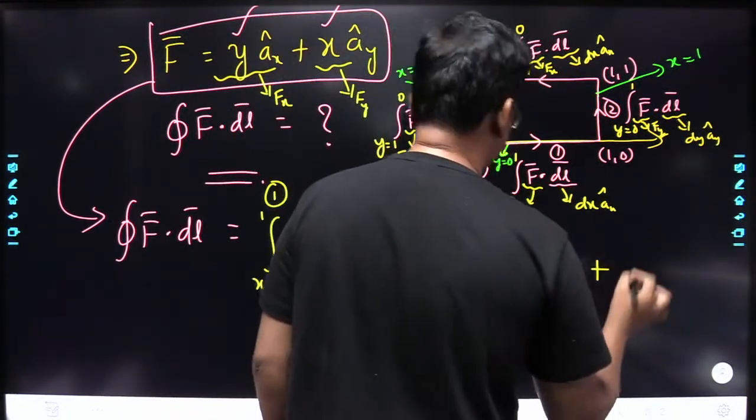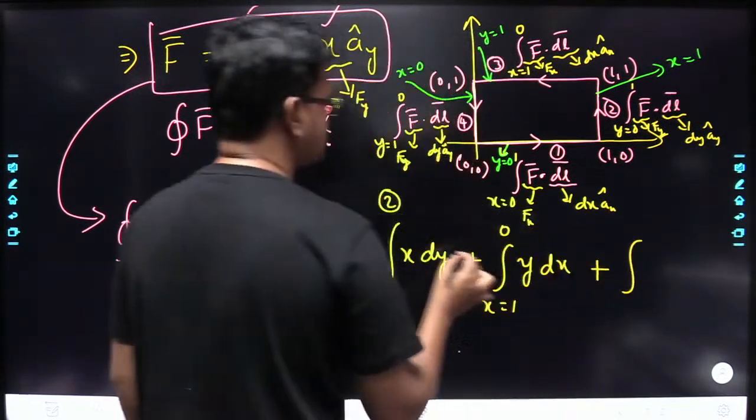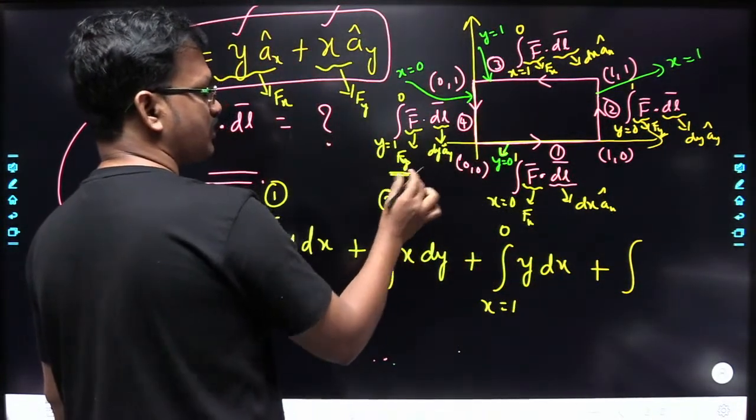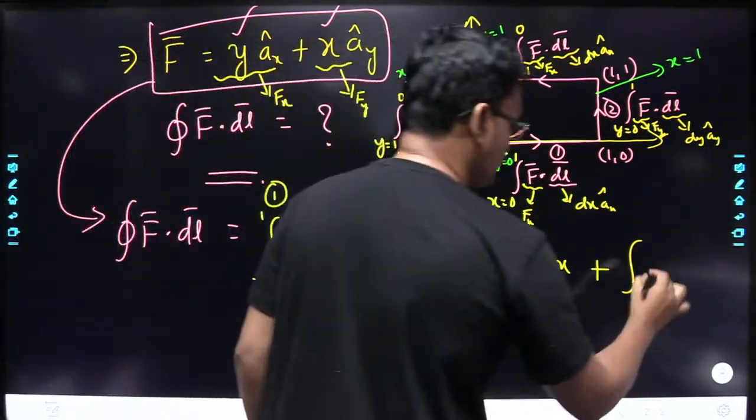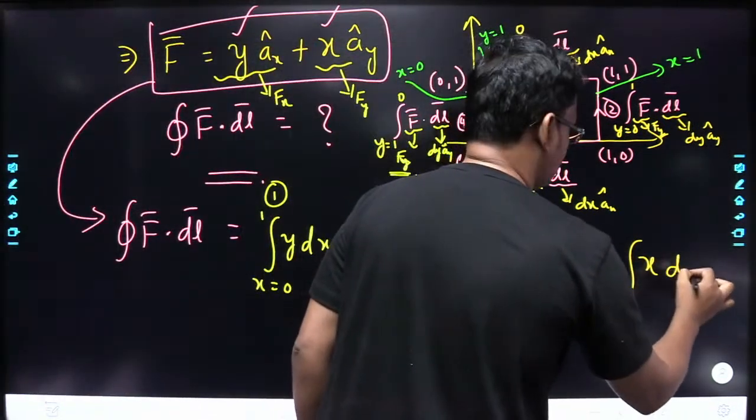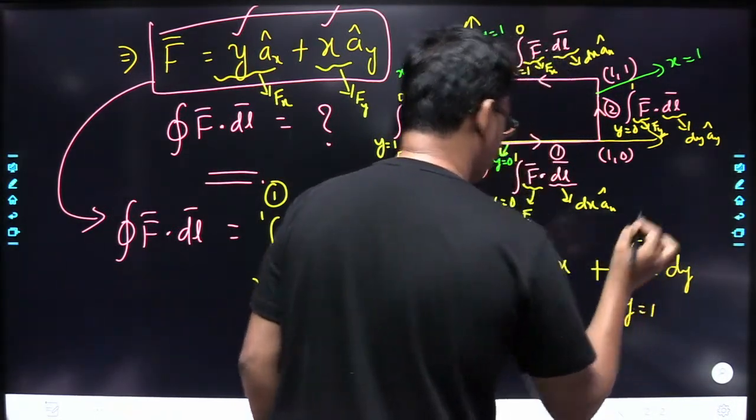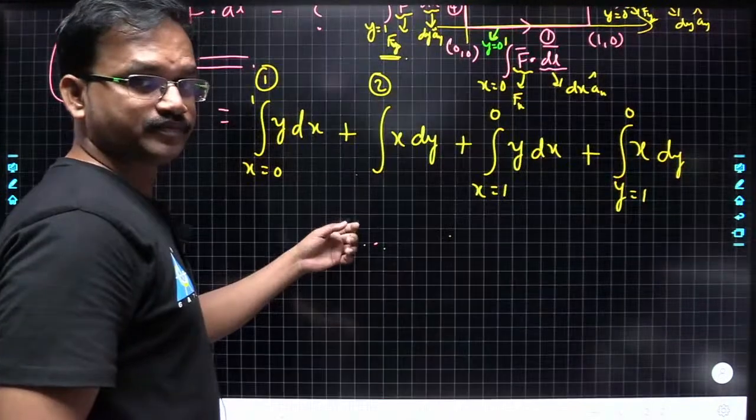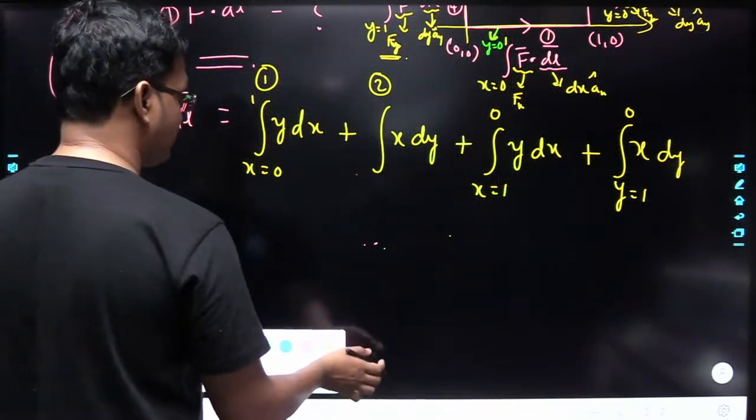Next, plus, if you integrate along this length, what are you going to get? Here you have to do the dot product between y component and dy ay cap. Y component is x, so you are going to get x into dy. Y is varying from 1 to 0. Okay. So now tell me what you are going to get here.